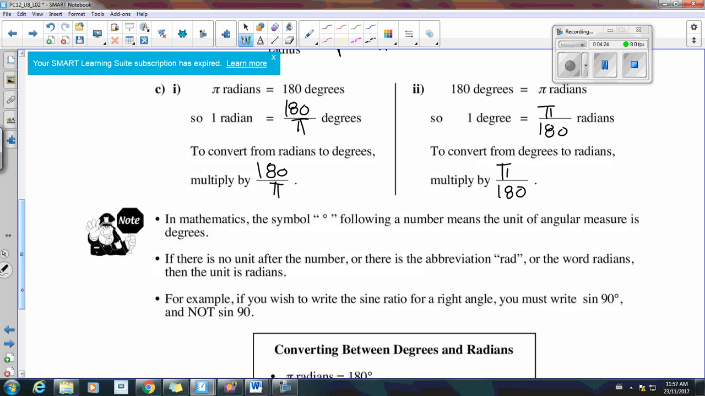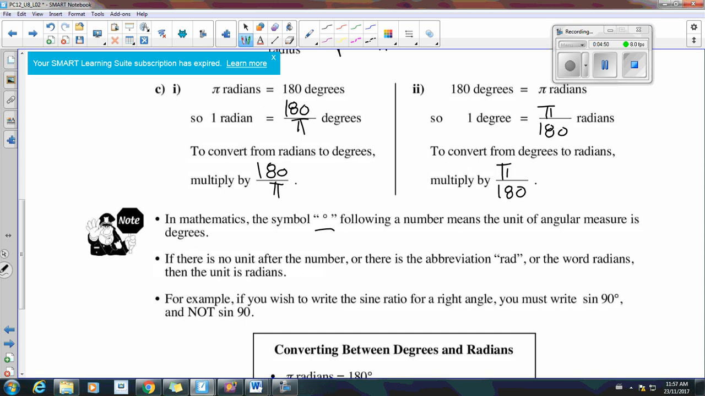So in mathematics, the symbol of a little open circle following a number means the unit of angular measure is degrees. If there is no unit after the number, or there is the abbreviation rad, or the word radians, then the unit is radians. For example, if you wish to write the sine ratio for a right angle, you must write sine of 90 degrees, not sine 90.